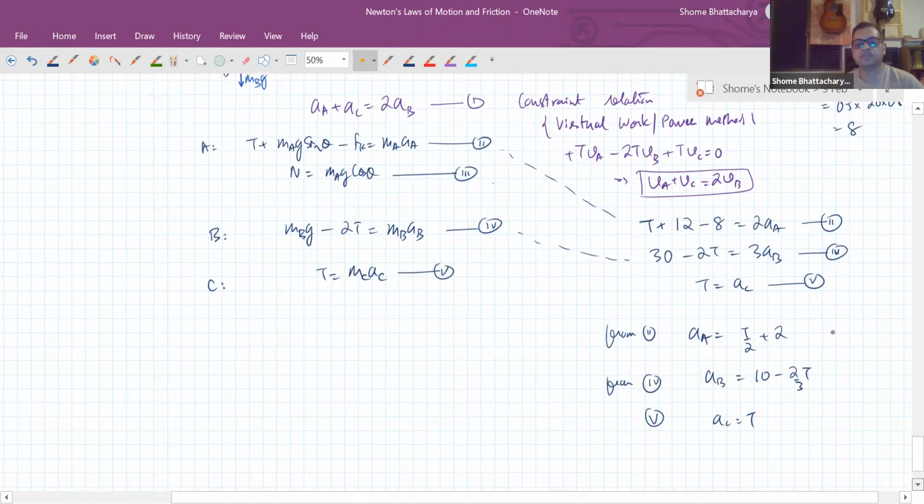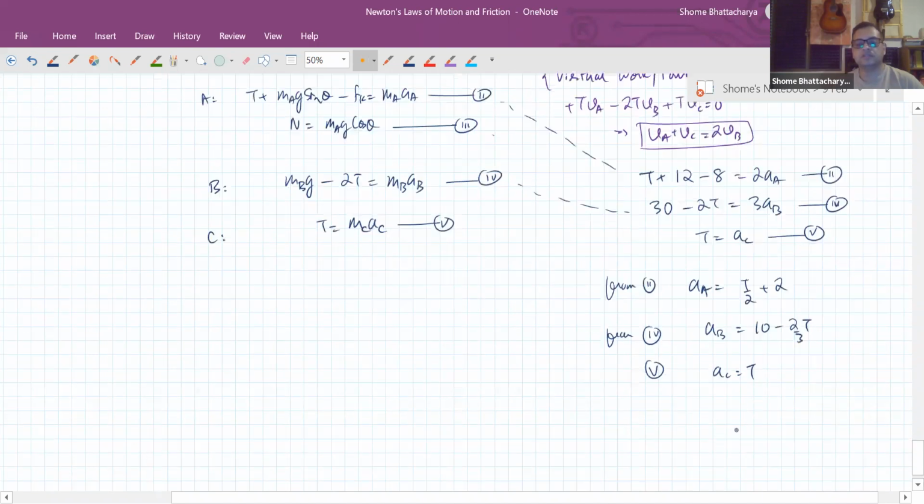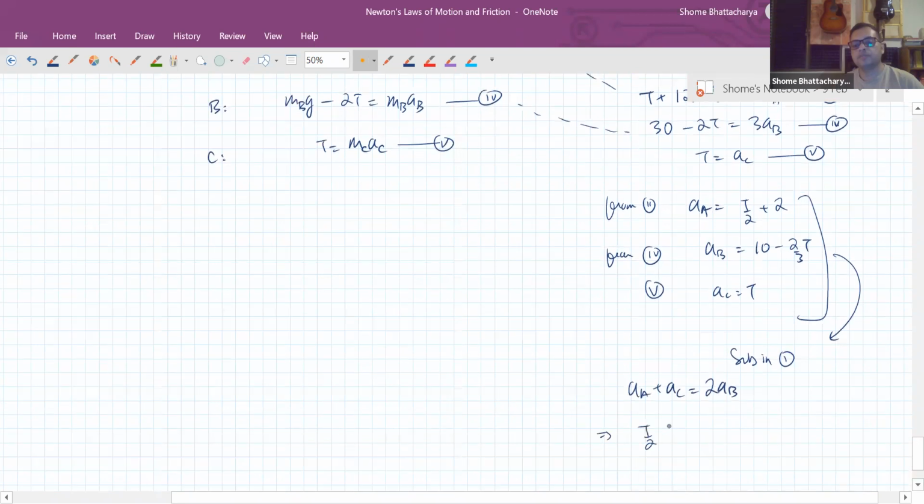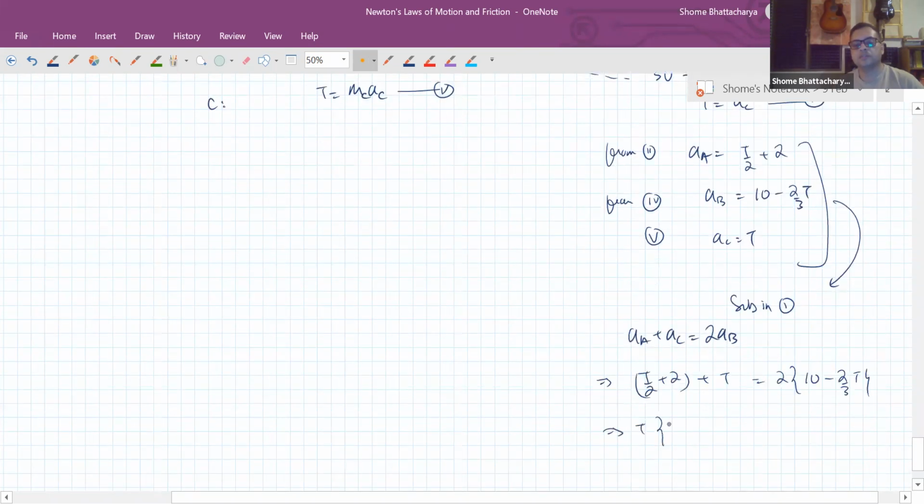So we can now substitute these values in the constraint relation. That's the first equation. So acceleration of A plus acceleration of C is equal to twice of acceleration of B. So we just substitute this. We have T by 2 plus 2 plus acceleration of C, which is just T, is twice of acceleration of B, which is this much. T by 2 plus T plus 4 by 3 T from this side, and the constants become 20 minus 2, so that's 18.